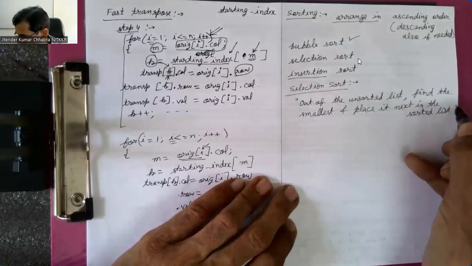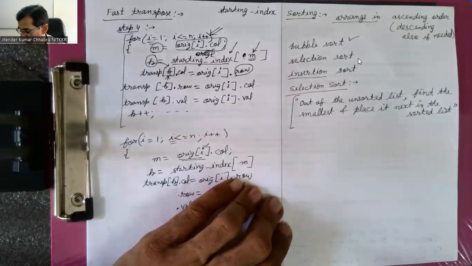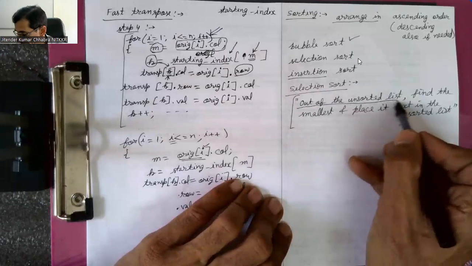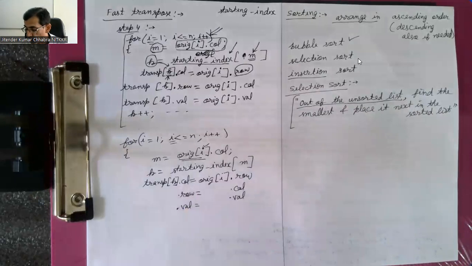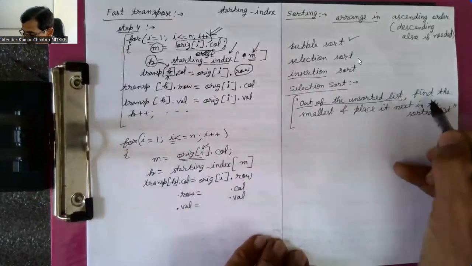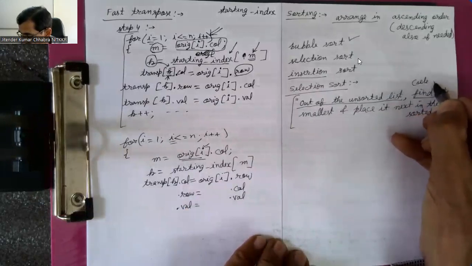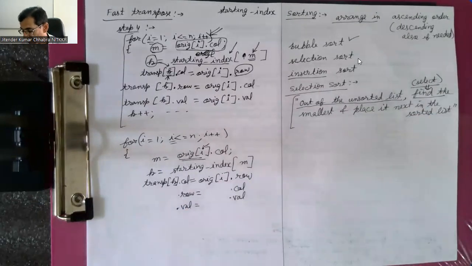In fact, these two lines explain everything about the selection sort. I repeat, out of the unsorted list. So initially, my full list will be unsorted, obviously. Slowly, elements out of the unsorted list will keep on going to the sorted part, and the unsorted list will keep on reducing. It says find the smallest. Instead of find, you can think of using the word select. That is why it is called selection sort. So we are selecting the smallest and placing it next in the sorted list.